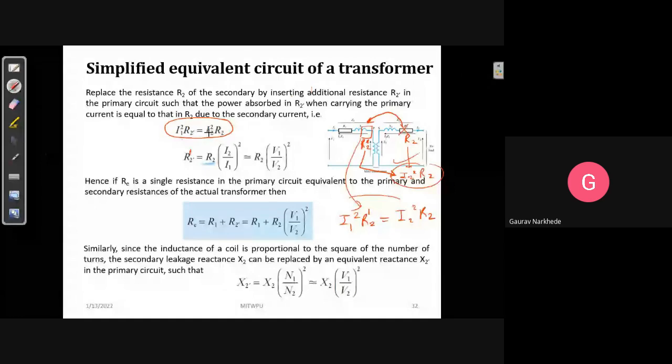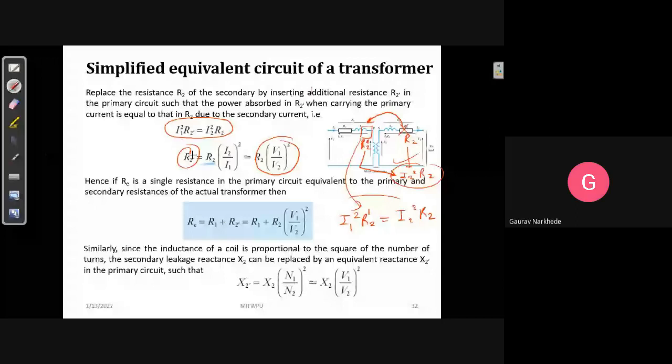तो ये हो गया, एंड I2 बाय I1 इज इक्वल टू V1 बाय V2. सो दिस इज इक्वल टू R2 डैश. R2 डैश को हम क्या बोलेंगे? रेजिस्टेंस सीन फ्रॉम द प्राइमरी साइड. समझ में आया? ओके.